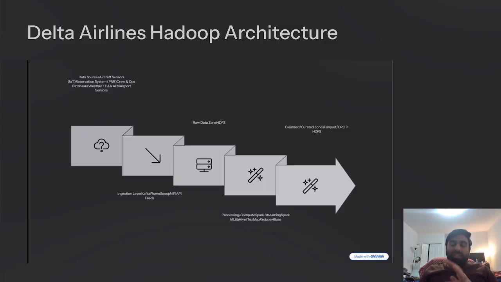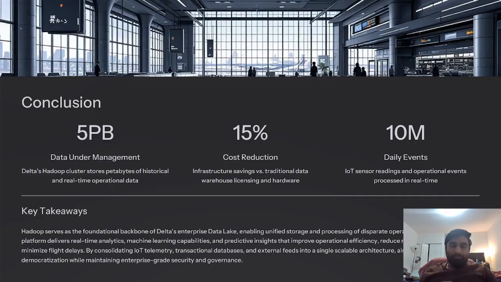Now, in summary, Delta Airlines uses Hadoop to unify telemetry, weather, passenger, and operational data into a single data lake. This architecture supports real-time analytics, predictive maintenance, and machine learning with high-speed operational dashboards. By centralizing and processing data at such a scale, Delta significantly reduces delays, improves reliability, and enhances maintenance and planning.